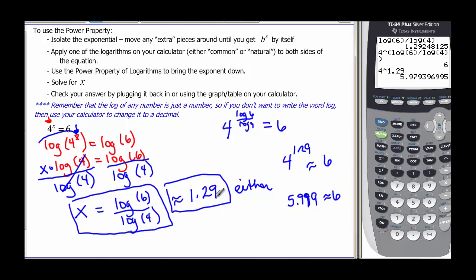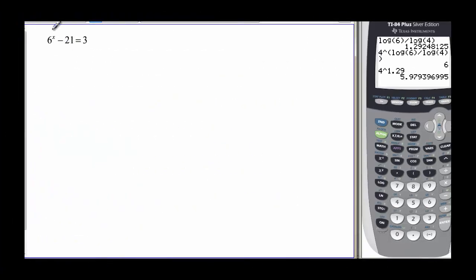So 1.29 works, but if you want the exact answer to come up, then you need to keep it with the log. Right. So here's where I'm headed. I want to get this by itself. That means I need to take the 21 to the other side. So 6 to the x is going to be on this side, and then 21 added to 3 will be 24. Now don't mistakenly think that 6 times 4 is 24, that x is 4.